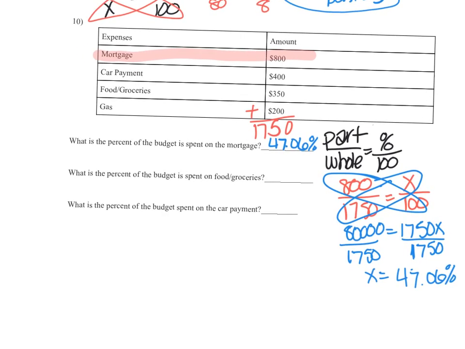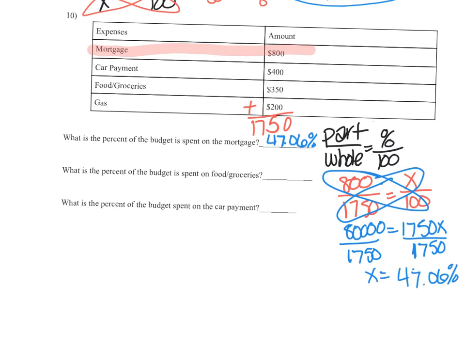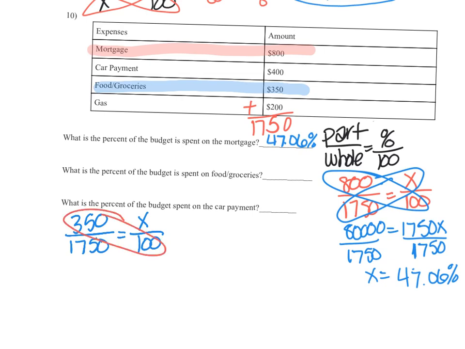Okay, on the second question, they're asking what percent of the budget is spent on food and groceries. So I have my food and groceries here. So that's going to be my part, my 350, and my whole is still the same. And that'll equal my percent over 100. So on here, when I cross multiply, I'll get 35,000 equals 1,750x. And I'm going to divide both sides by the 1,750. And I'll get my x to equal 20%.